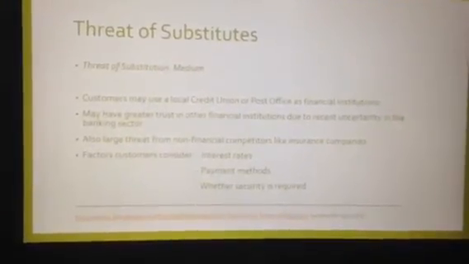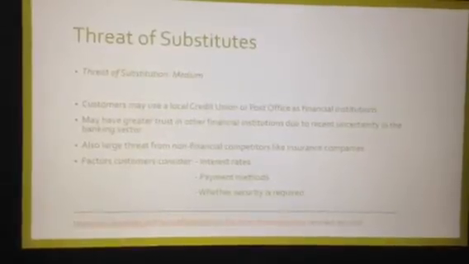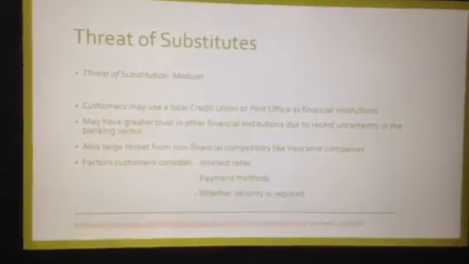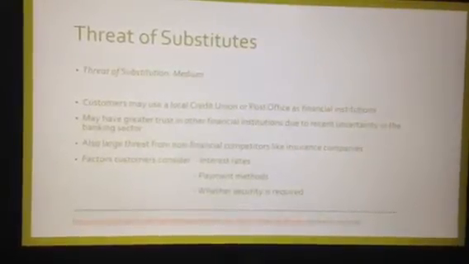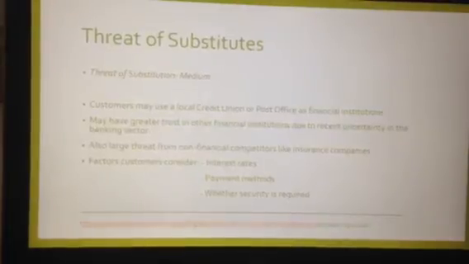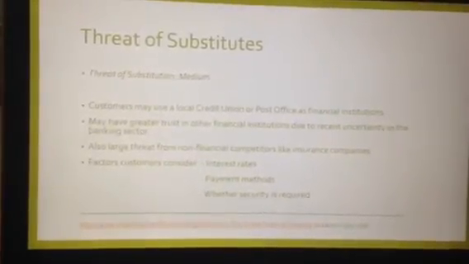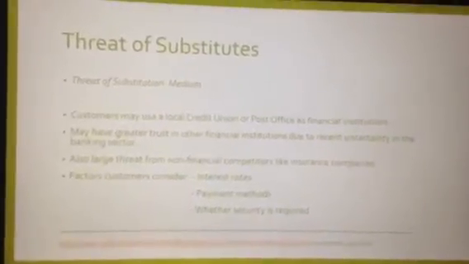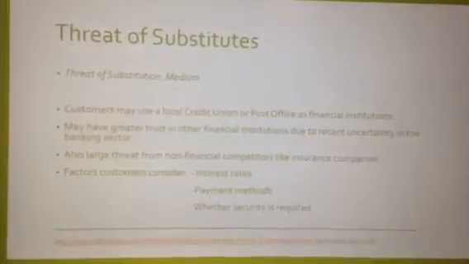Threat of substitutes. The threat of substitutes is medium. Customers may use a local credit union or post office as financial institutions, and may have greater trust in other financial institutions due to recent uncertainty in the banking sector. Also, there is a large threat from non-financial competitors like insurance companies. Factors customers consider: interest rates, payment methods, and whether security is required.